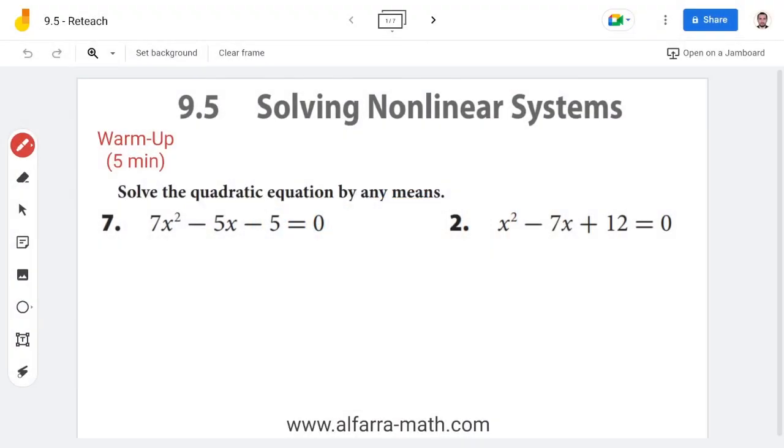Today we're going to learn about how we can solve nonlinear systems, section 9.5. Okay, so this lesson is easy, but you need just to focus on some stuff.